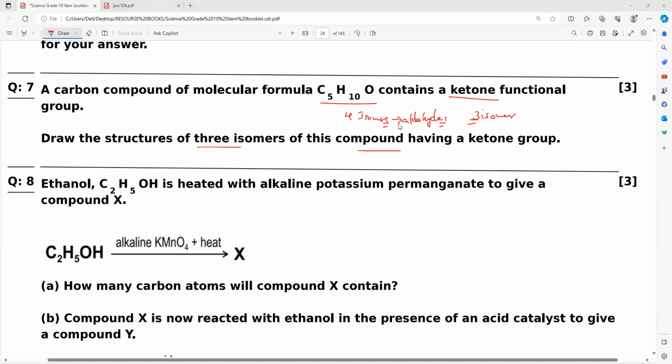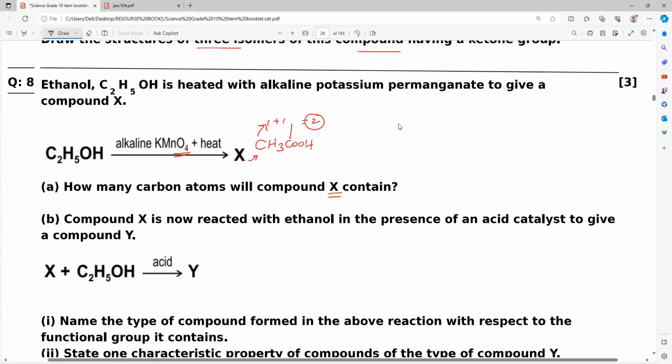So it's very important. The next question we discussed is what we all know, ethanol converting into ethanoic acid. Under the presence of KMnO4 plus heat, or acidified potassium dichromate plus heat, we will get the acetic acid, that is CH3COOH. That is our X. Now, how many carbon atoms will compound X contain? 1 and 1, so 1 plus 1 equals 2.